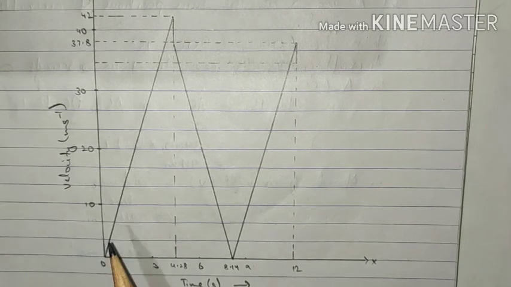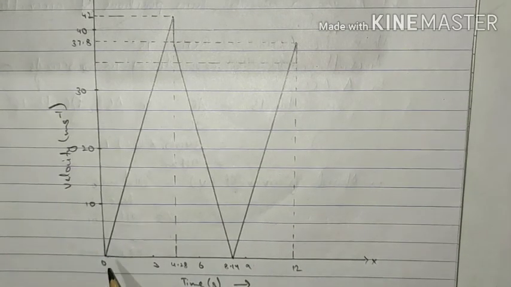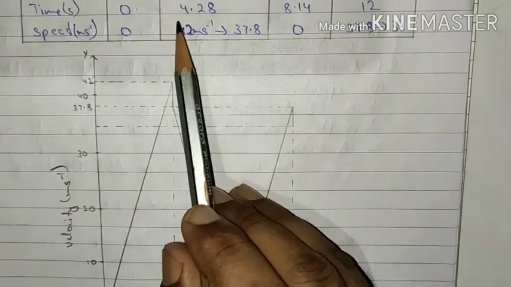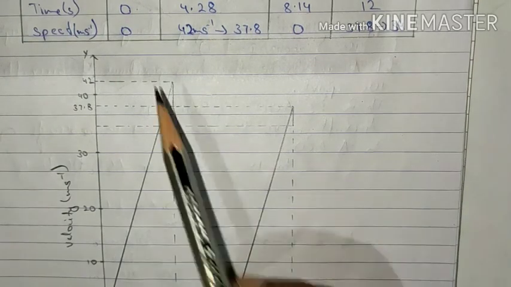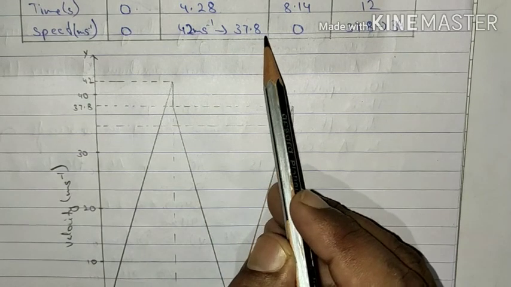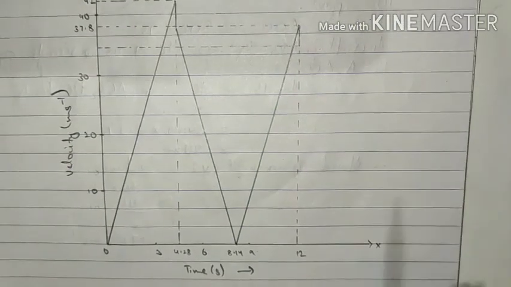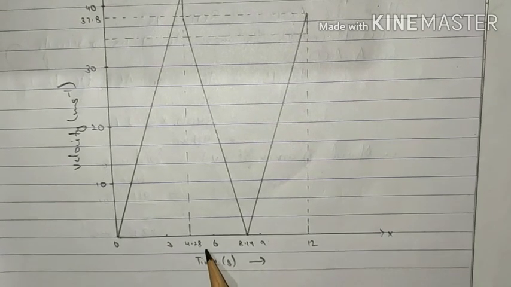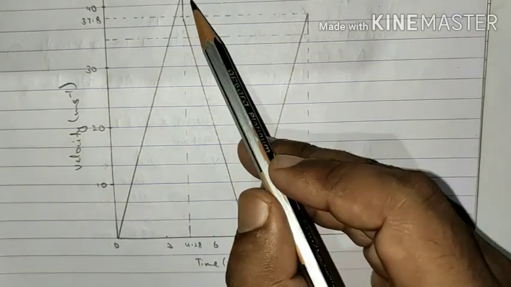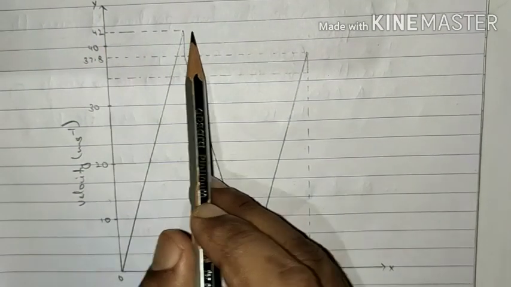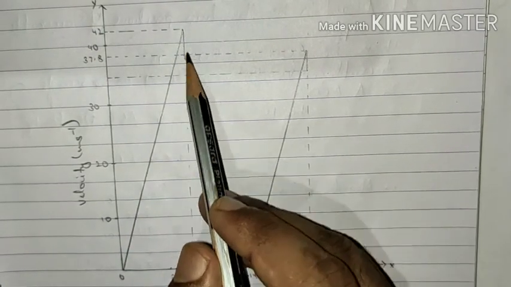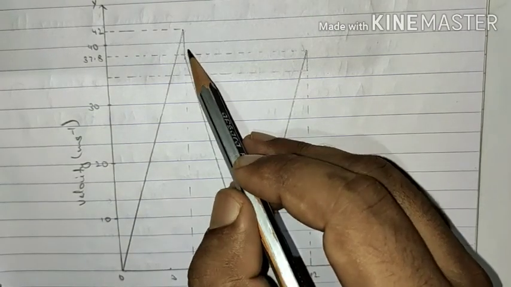For time 0 we had the speed as 0, so the graph will start from here. The next value was given as 4.28 seconds, which was 42 meters per second and 37.8 meters per second. So this will lie here somewhere, at 4.28 seconds, and corresponding to it the values we get here are 42 meters per second, as you can observe, and 37.8 meters per second. Because both these values occur at the same second, the graph falls instantly here.